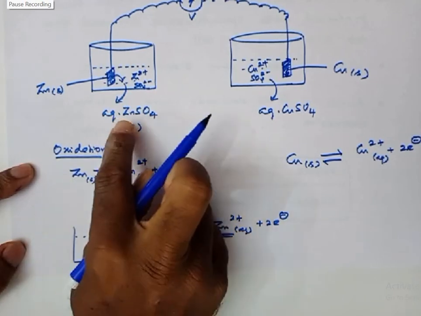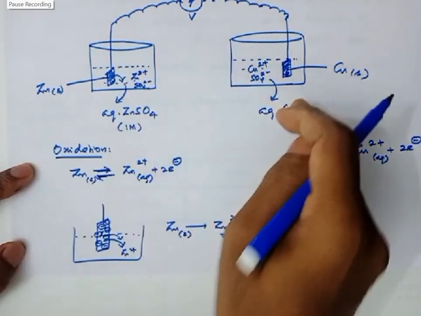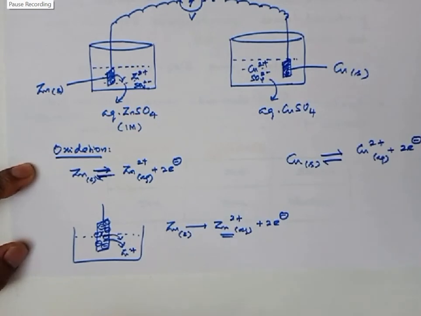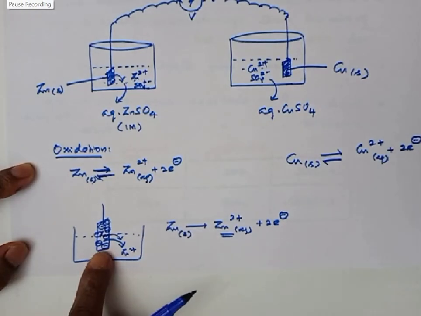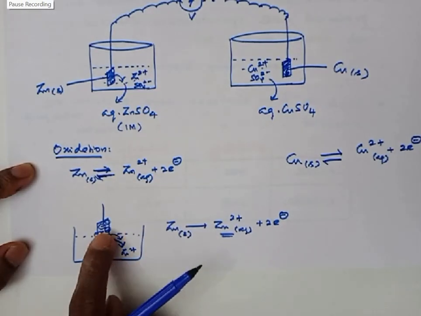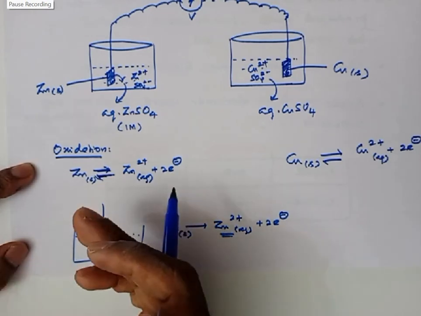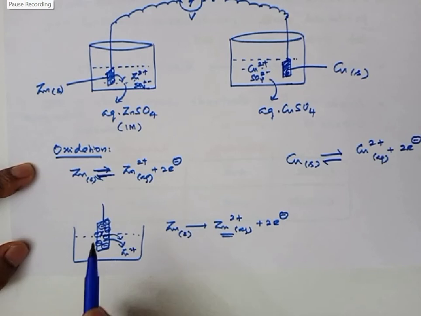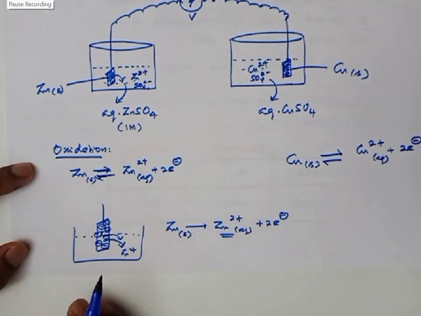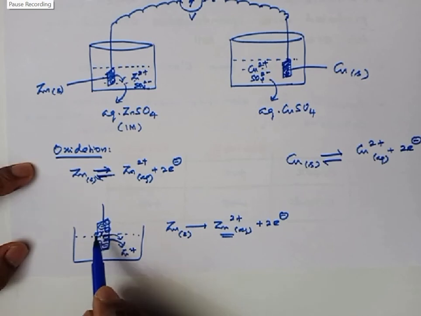Why? Because the reactivity of zinc is greater compared to copper. Oxidation is the dominant process, so I am writing only the oxidation reaction here. Because of oxidation, students, observe carefully: the zinc atom present in the electrode loses 2 electrons and becomes a zinc ion. Zinc ions jump into the solution, whereas the electrons do not know swimming, so they remain on the electrode.